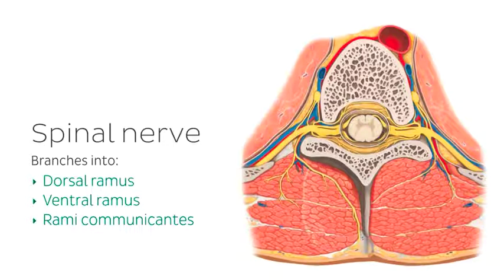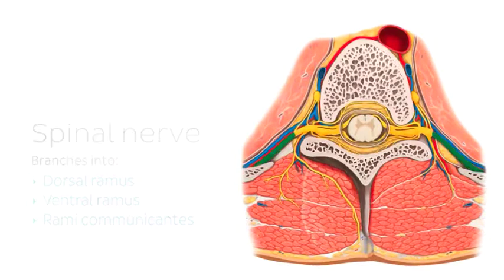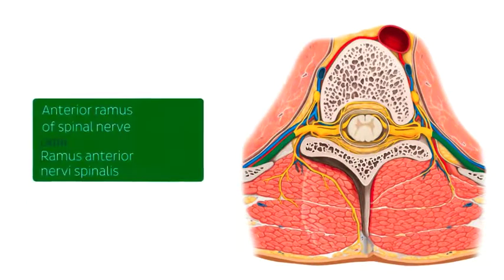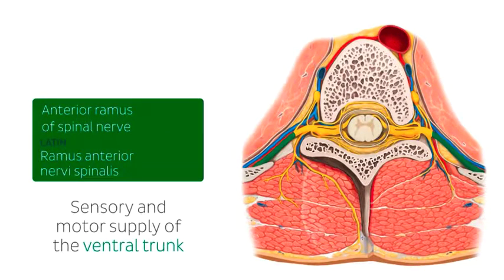So we just wanted to list a few structures of the spinal nerve that we're going to now highlight. Now this one is known as the anterior or ventral ramus, which is responsible for sensory and motor supply of the skin and muscles of the ventral trunk, as well as skin and musculature of the extremities via the plexuses.